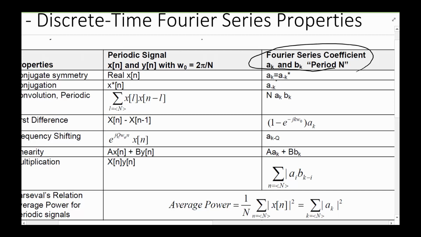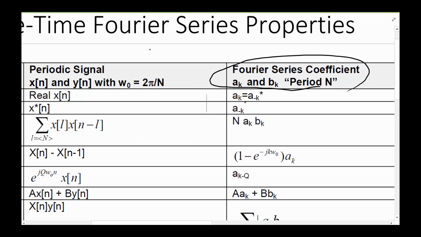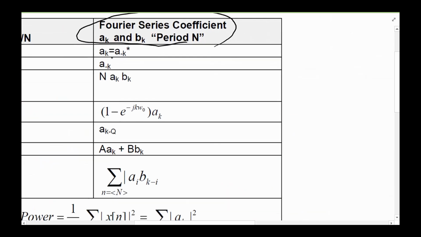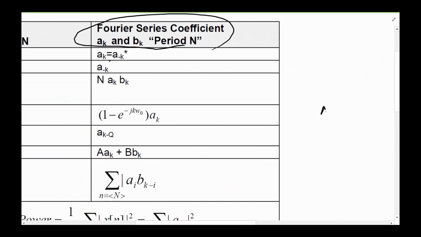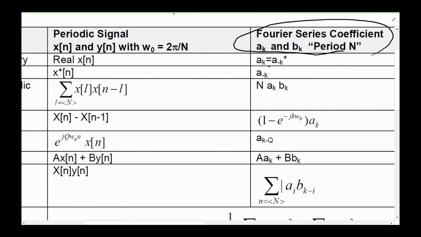So if you have never done a conjugate before, or you've forgotten what it is, all conjugate means is that if I have, let's say, a plus jb, that's my number. If I take a conjugate of that, all I do is replace the j with minus j, so it'll be a minus jb. That's all a conjugate is. So it's basically saying if my x of n is real, I can make an assumption that a of k is equal to the conjugate of a of minus k.